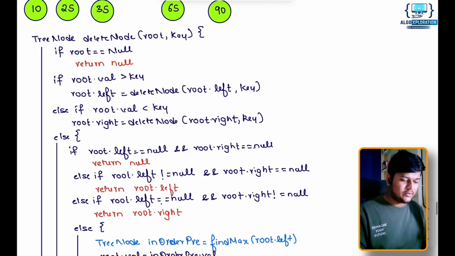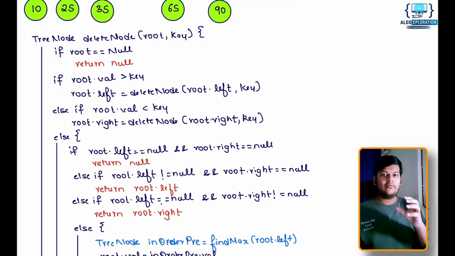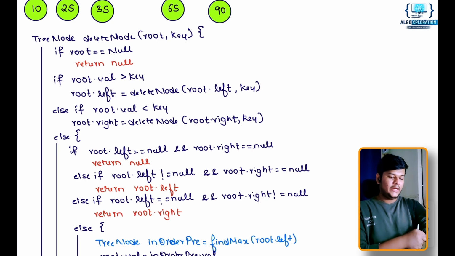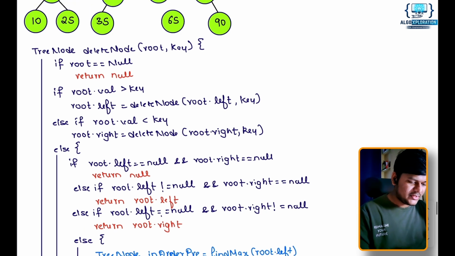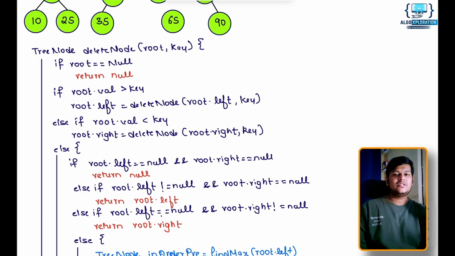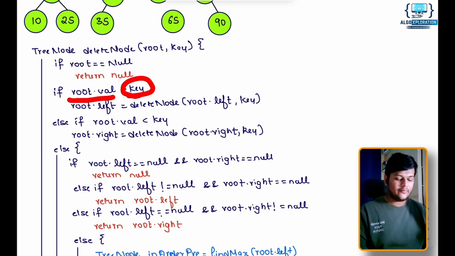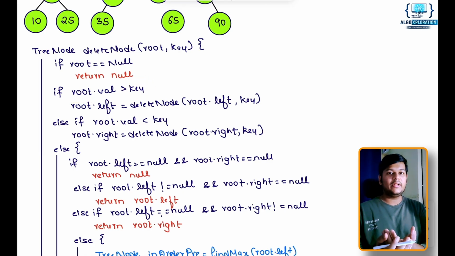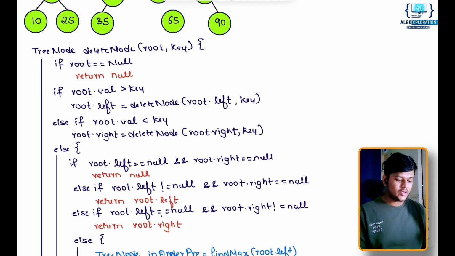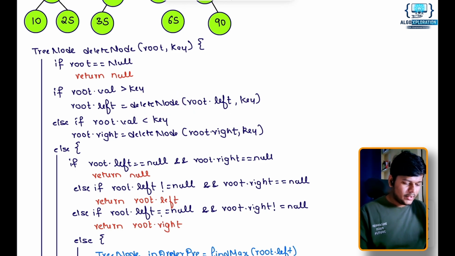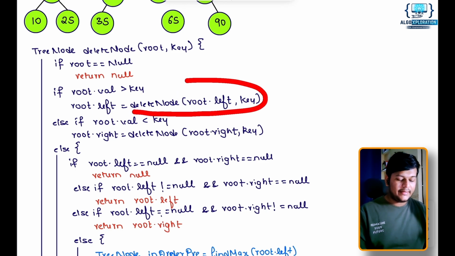You might think that the code is looking scary, but no, it's not. If you have followed the procedure that I have said, it will be very easy. Now see, first thing first, we need to search whether the element is present inside the binary search tree or not. So this is the root, and this is the key that we want to delete. If the root dot value is greater than key, then obviously the node that we want to delete might be present on the left hand side. So I will be going on the left hand side by passing the root dot left and the key to the same function. And see, whatever address that I will be getting.